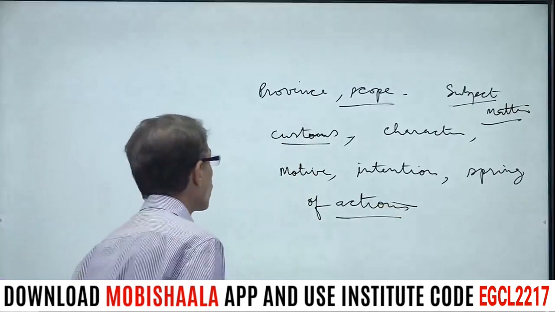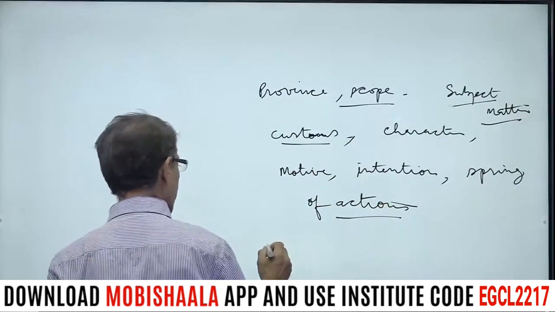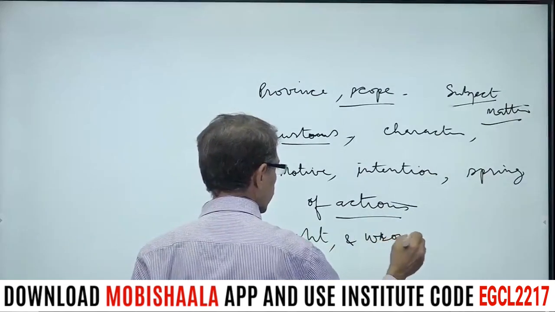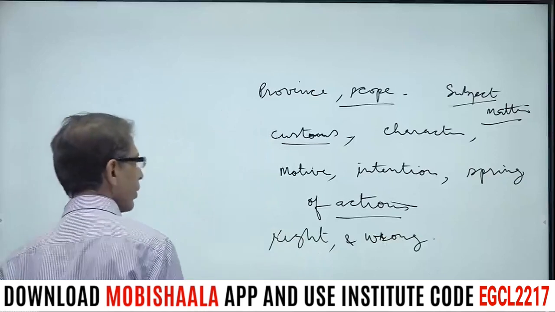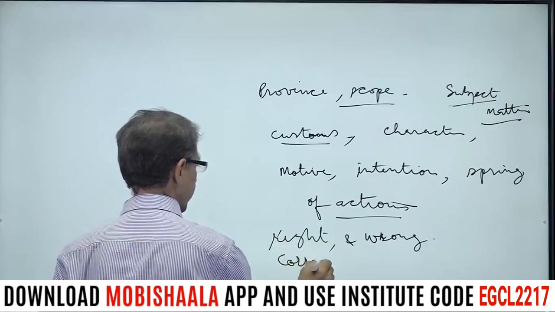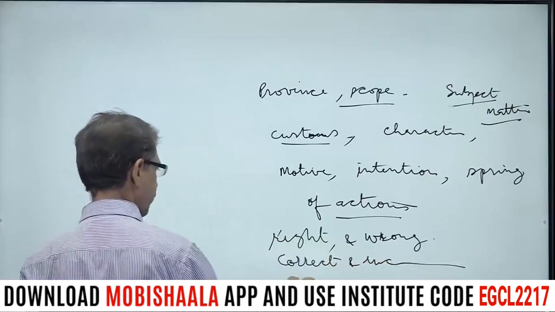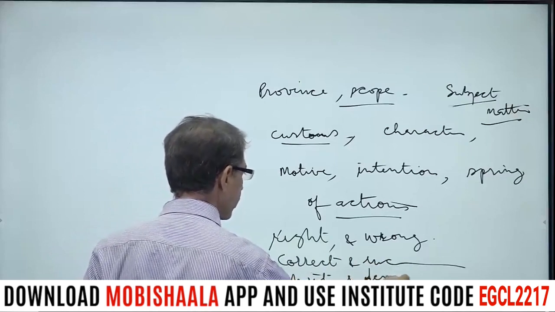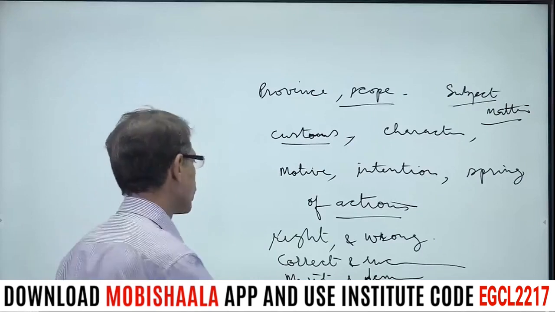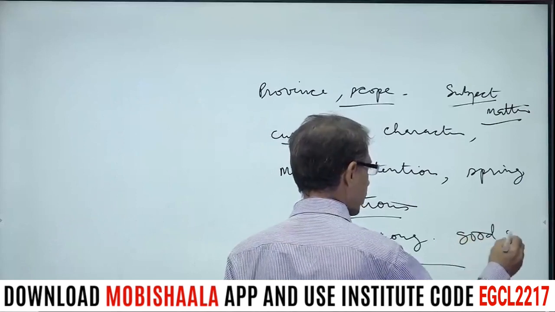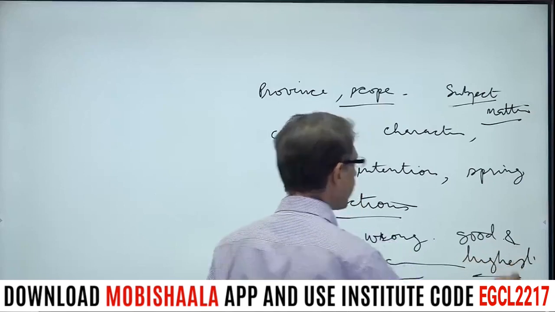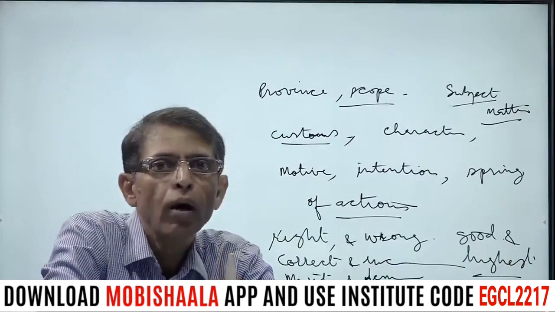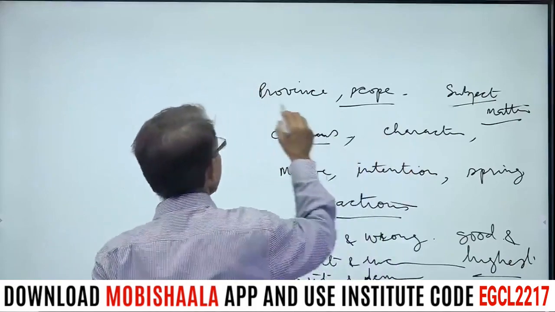And it studies these with the notions of right and wrong. The subject matter is with reference to right and wrong, correct and incorrect, merit and demerit. I am writing in short. What is merit? What is demerit? We will be discussing everything. And of course, then good and the highest good. In short, this is the subject matter of ethics. It also has some presumptions, which we will come to. So this is the province of ethics.